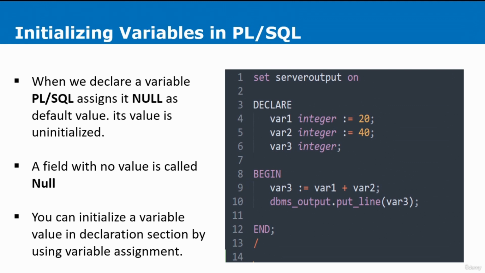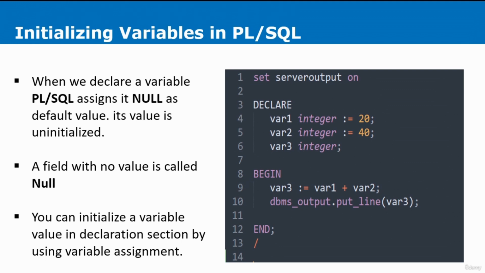On line number 4 and 5, I've assigned values to the variables using the variable assignment operator. The variables on line number 4 and 5 are initialized. The variable on line number 6 is not initialized at declaration. However, in the begin section of the block, I have assigned a value to the variable on line number 6, and the value is going to be the value of variable 1 plus the value of variable 2.